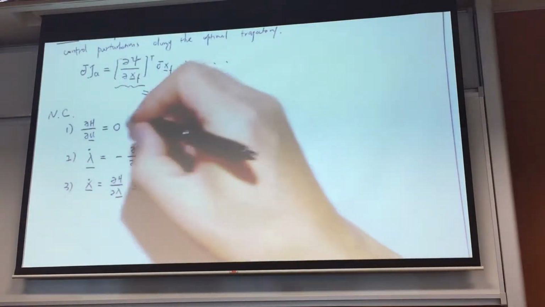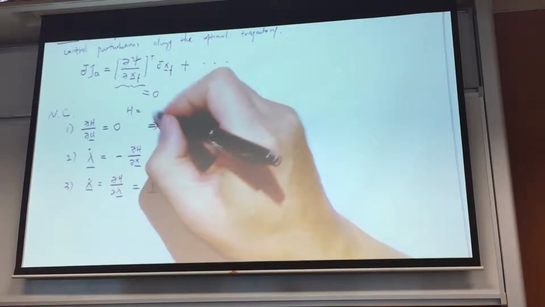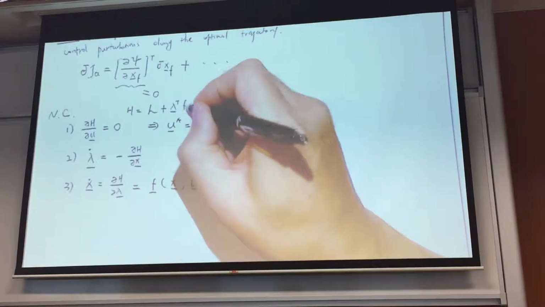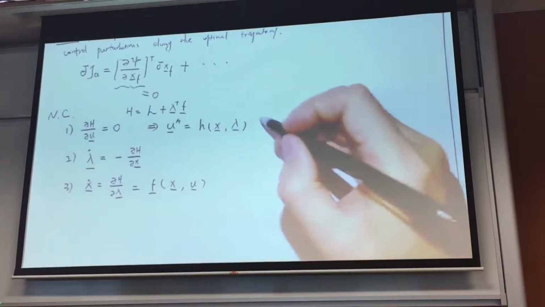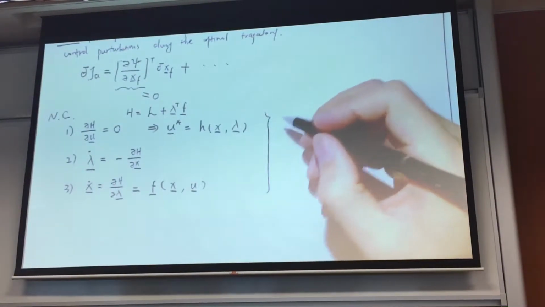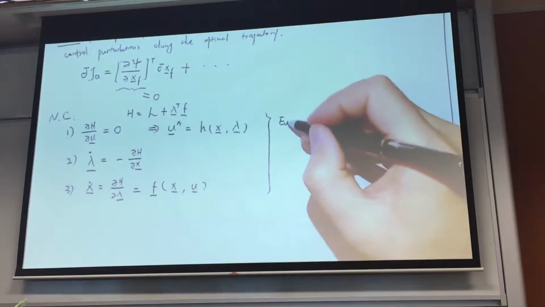In this equation, remember our Hamiltonian H is defined as L plus lambda f. These three equations are usually known as the Euler-Lagrange equations.